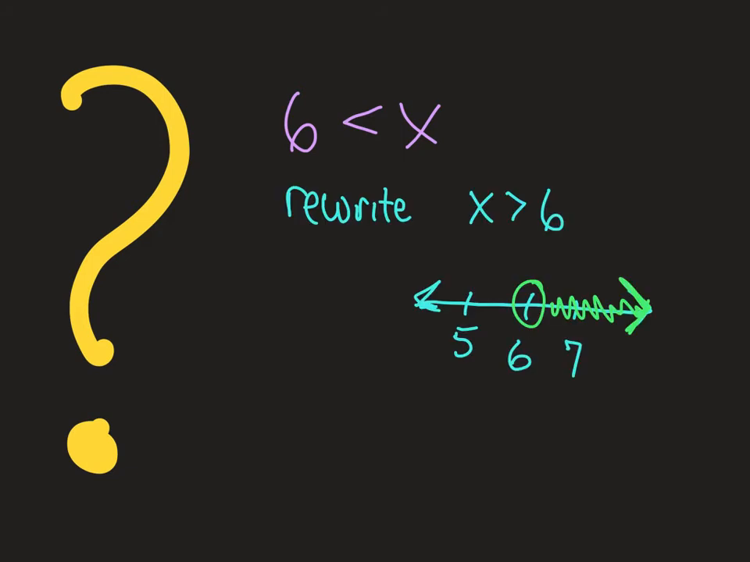Correct answer is x, open dot at 6, color to the right. X's are greater than 6. The numbers on the right-hand side are greater numbers than 6.